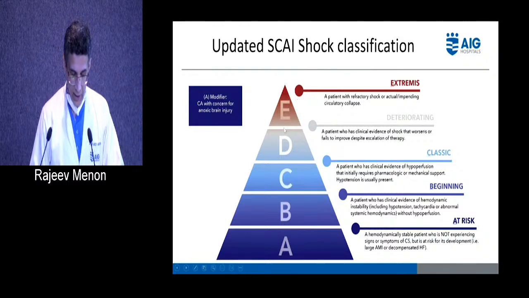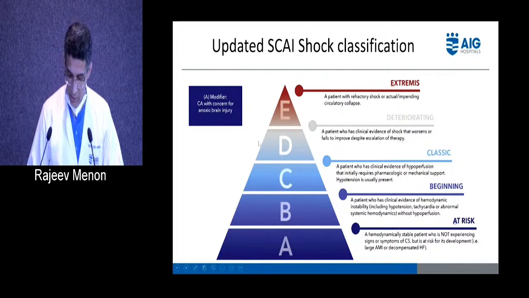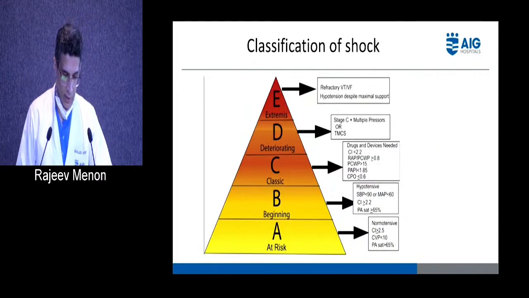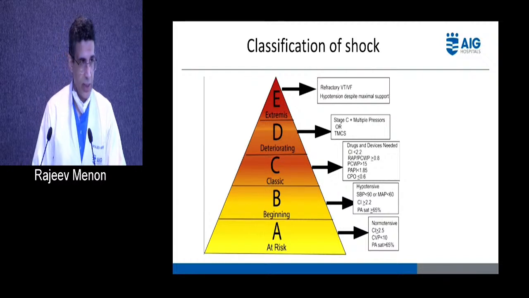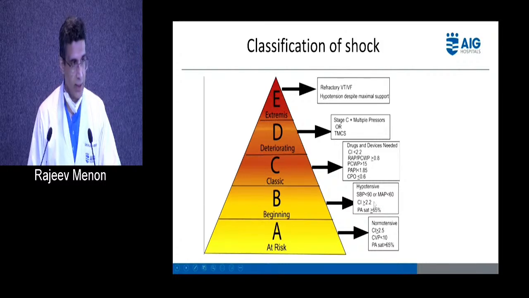Now, among all these stages, one of the main modifiers is cardiac arrest. If the patient during any stage had a cardiac arrest, the prognosis in all these stages becomes much worse than what it was to start with. The same definition can be done in a hemodynamic manner. So A is where all the hemodynamic parameters are all right. B is where the hypotension has started, but cardiac index is still all right. That is, hypoperfusion has not started.